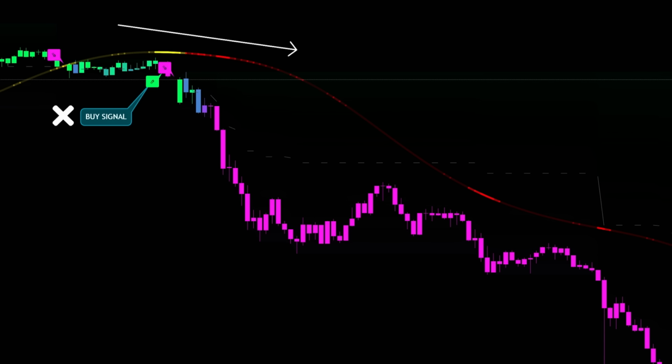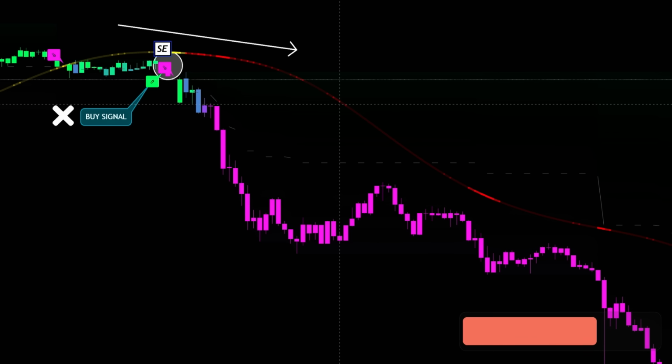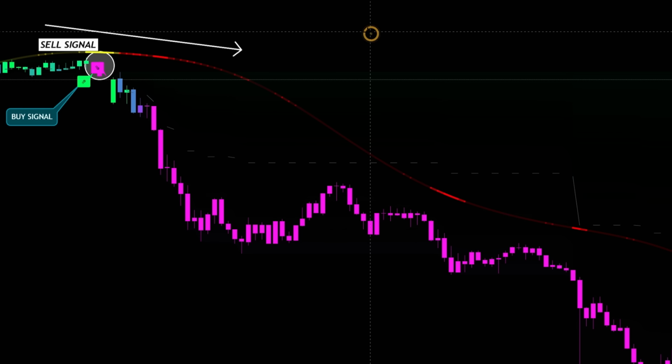Then look at what happens next. A sell signal appears, and nothing about the trend has changed. Price is still below the line, the line is still red, and the signal is aligned with market direction. And that alignment is what makes it valid. The signal isn't predicting the future, it's offering a possible entry inside existing momentum. That's the entire logic of the setup. Direction first, timing second.